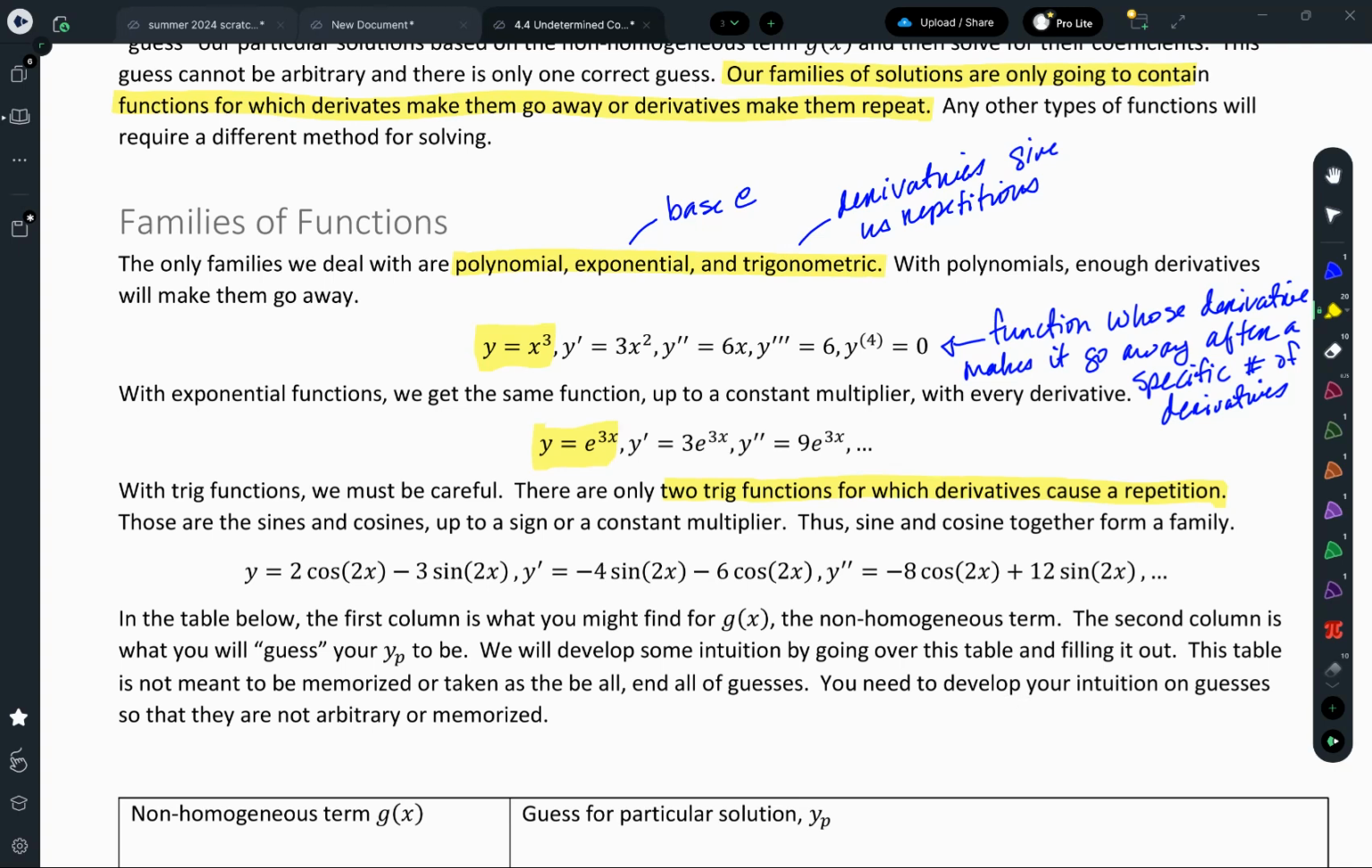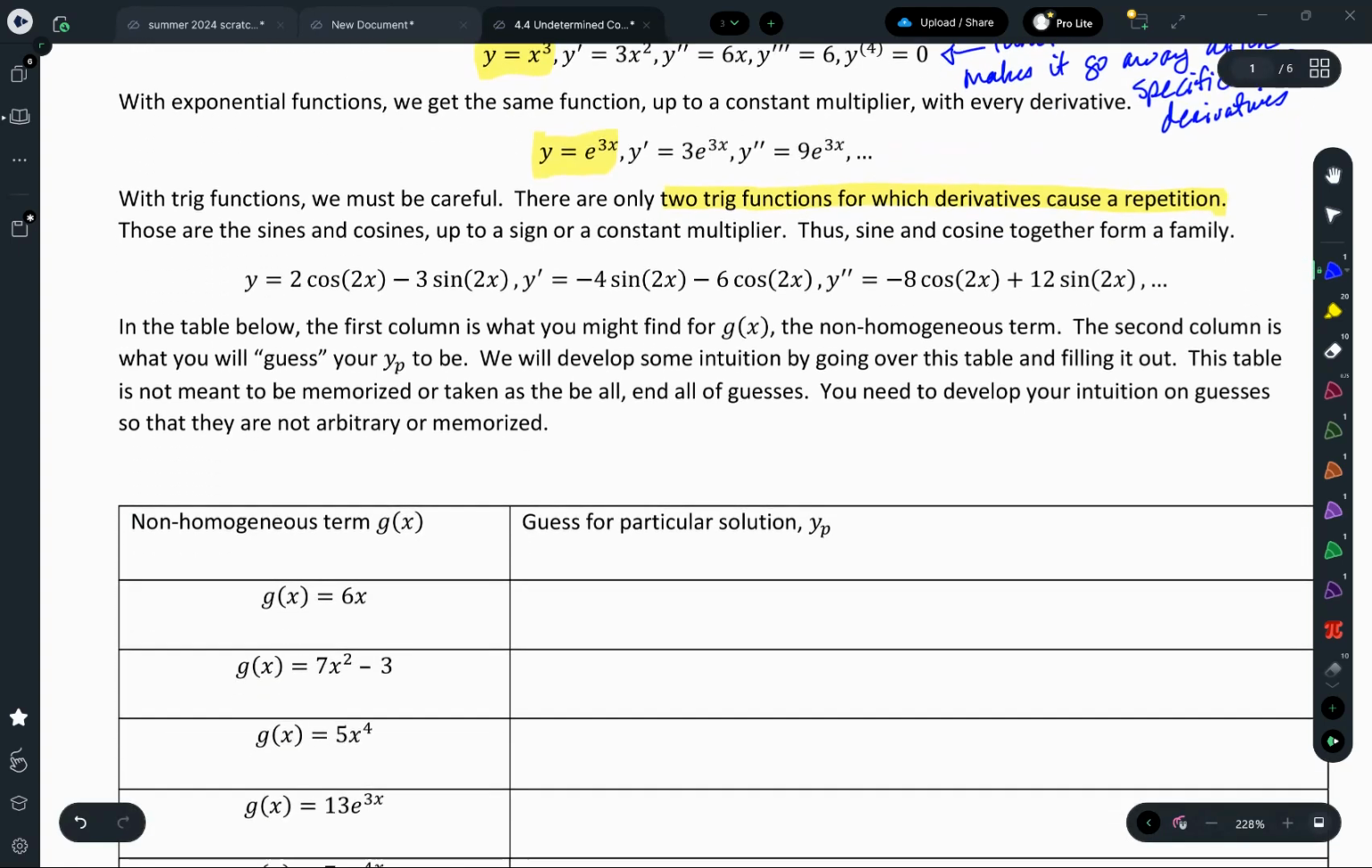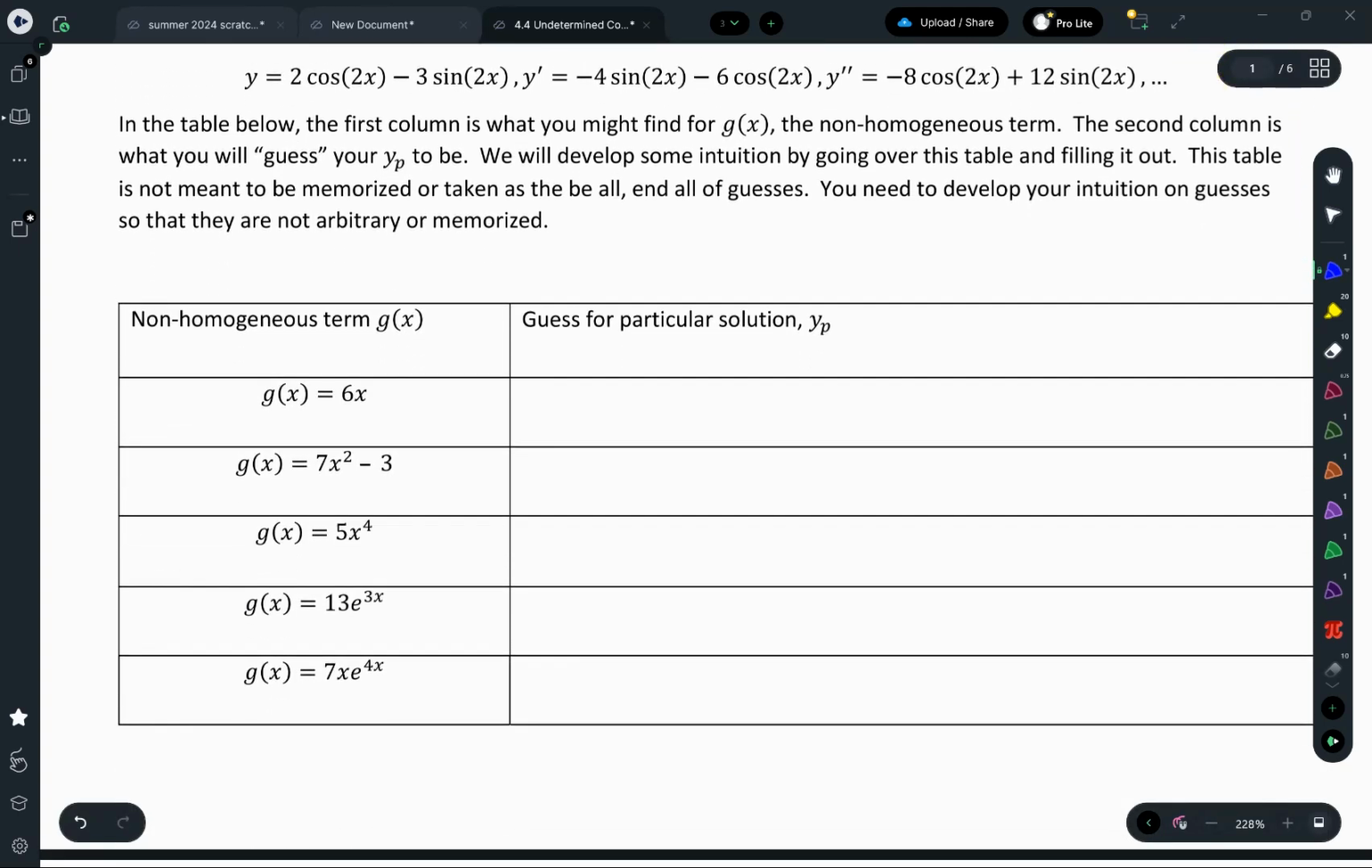Now, in the table below, the first column is going to be examples of a possible non-homogeneous term in a differential equation. We're going to focus on just the non-homogeneous term to begin with when we guess for our particular solution. But there will be more that we have to consider, and we'll focus on that after. Okay? So the second column I've left blank for us to guess what our particular solution might be given what the non-homogeneous term is. Okay?